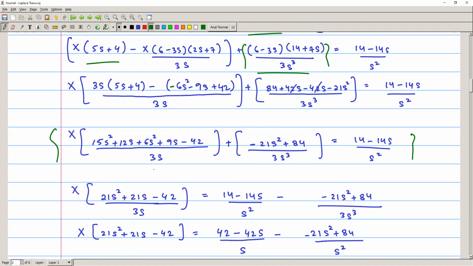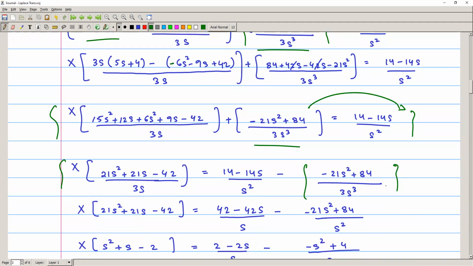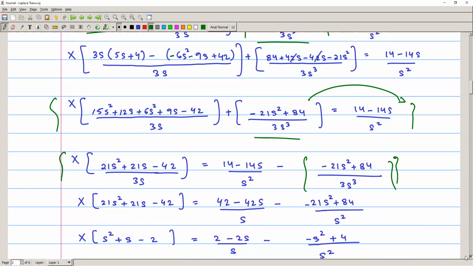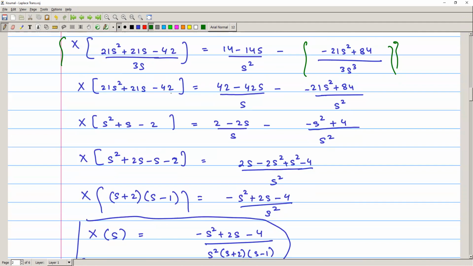Therefore, this is the equation, and then we move to this equation by simplifying, by moving this function to the right hand side. All right, so here we have this function on the right hand side, and then arranging the terms.